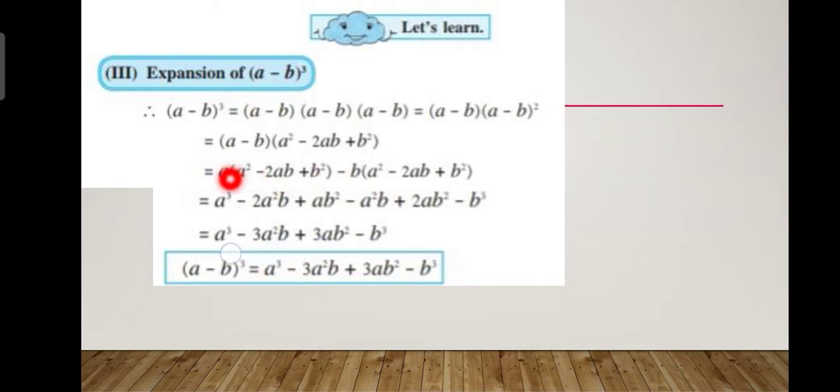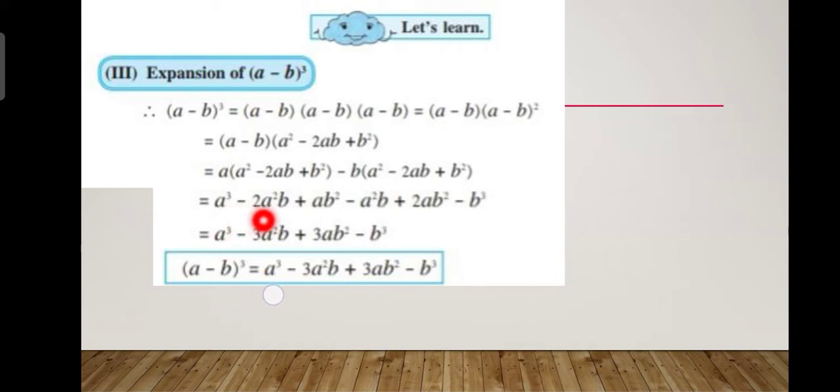Okay, now expand it, a the whole bracket a square minus 2ab plus b square minus b again a square minus 2ab plus b square. So a into a square is a cube minus 2 will remain as it is, a into a is a square and b will remain as it is, plus a into b square is ab square. Now here minus sign is there, so a minus a square b minus minus plus 2ab square minus plus minus b cube. Okay, now a cube will remain as it is.